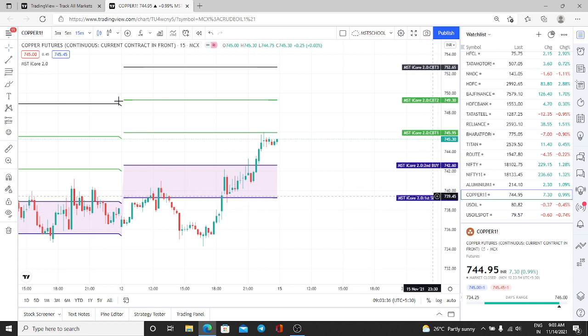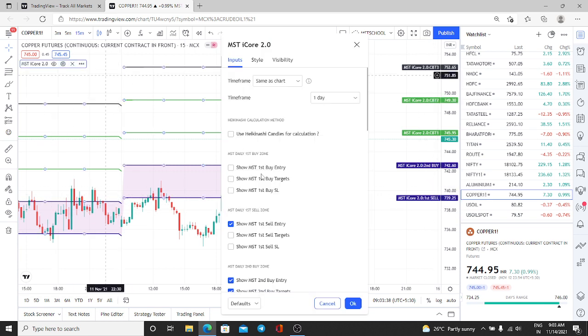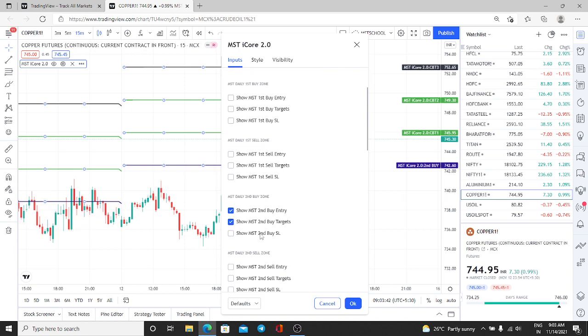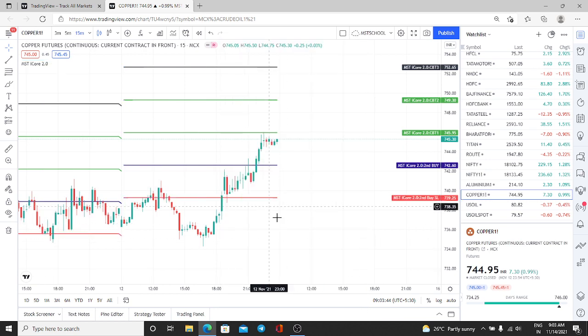See here, the first sell and second buy SL are both the same. Suppose I remove this first sell and enable the second buy SL. See, both are the same. Exactly our target hit. Here we have taken 2 lots, and for the target of 745.95, exactly the target hit. We recovered our loss and we are in profit for the day.